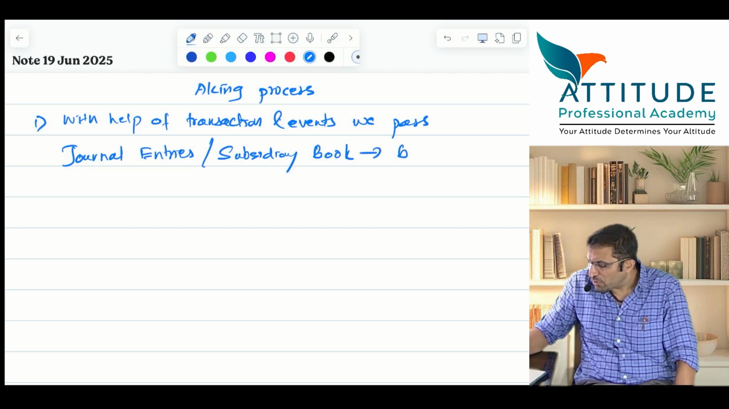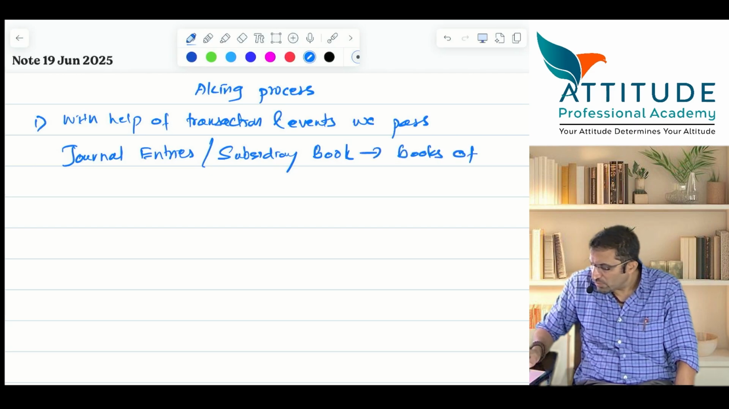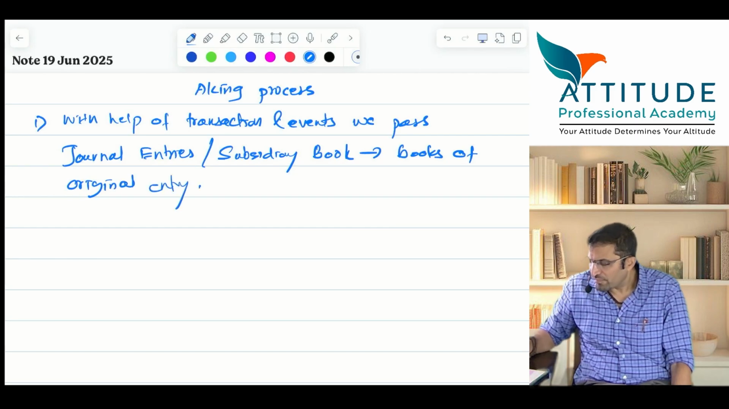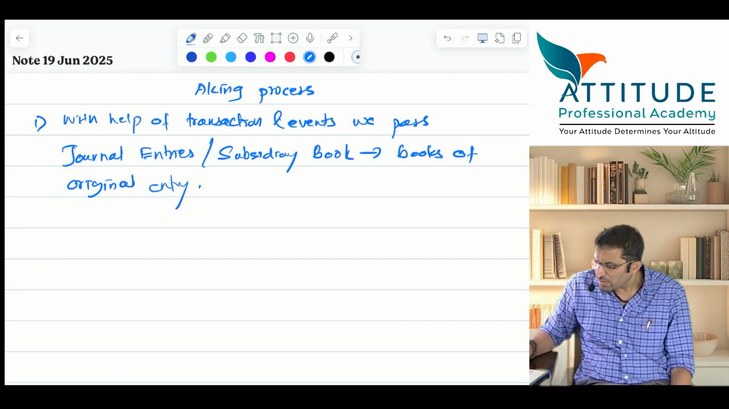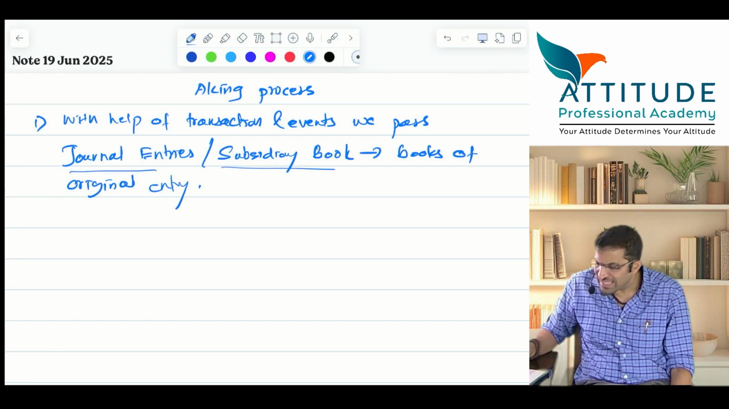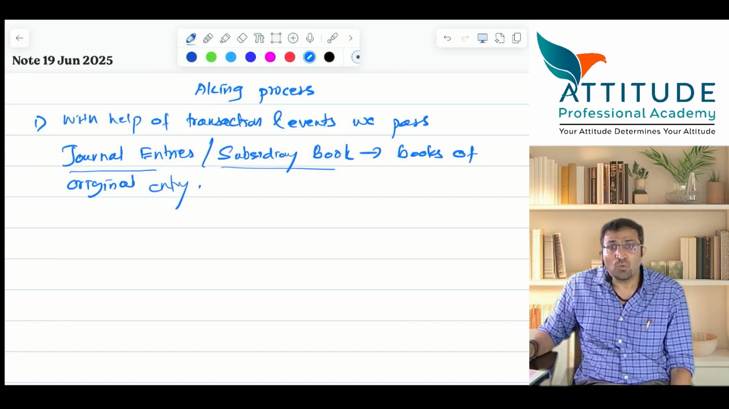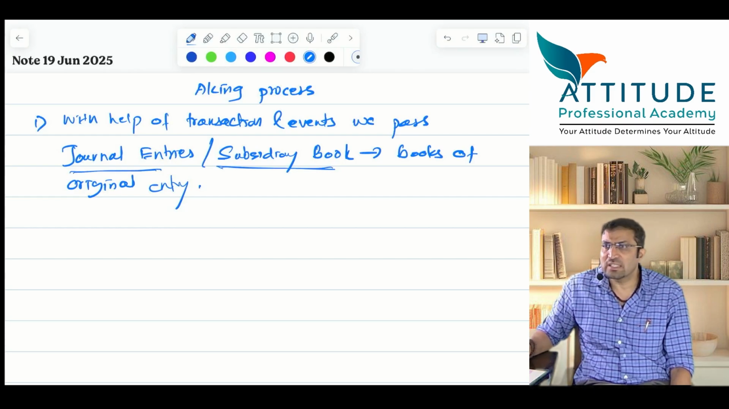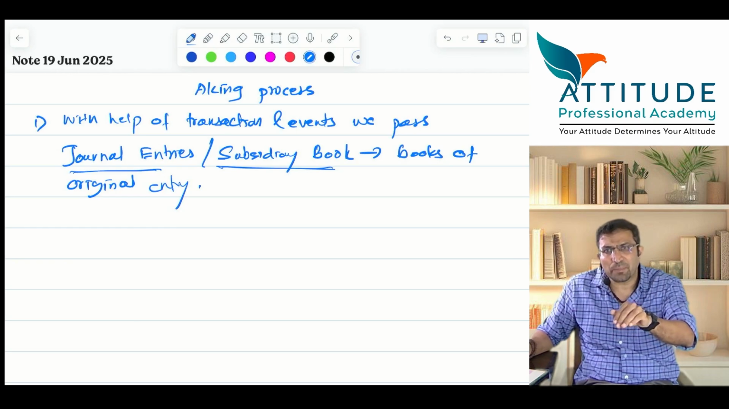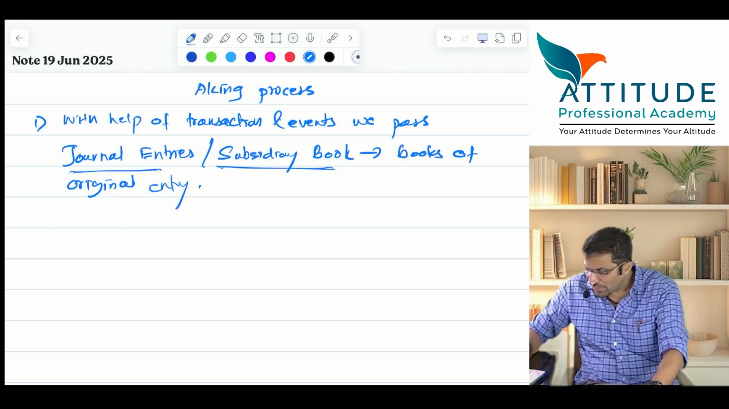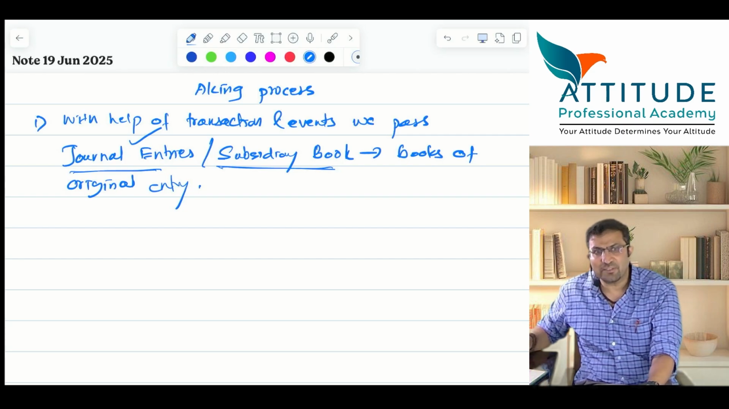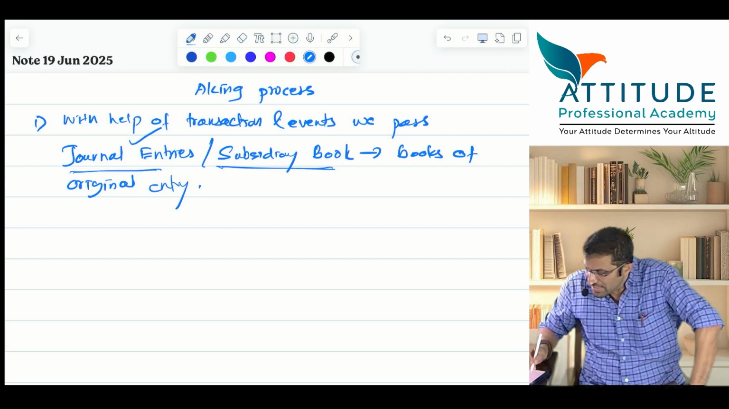These are known as books of original entry. Sir, it means that should we pass journal entries as well as subsidiary books? The answer is no. When the transactions are many, you need not pass the journal entries; you have to prepare subsidiary books. How subsidiary books are prepared, we'll see later on. Right now we are starting with journal entries, ending with final accounts. Is that clear?